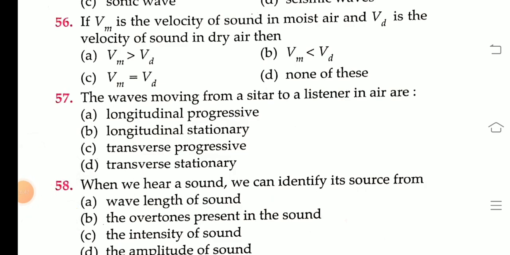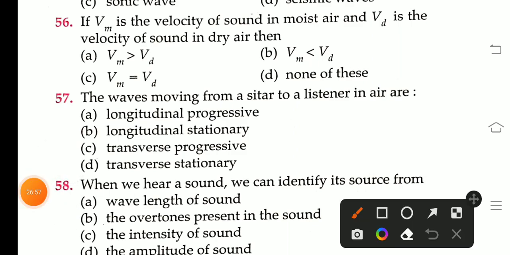Next, if Vm is the velocity of sound in moist air and Vd is the velocity of sound in dry air, then Vm greater than Vd. Right answer option A.